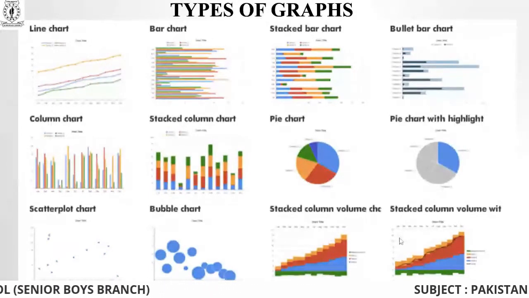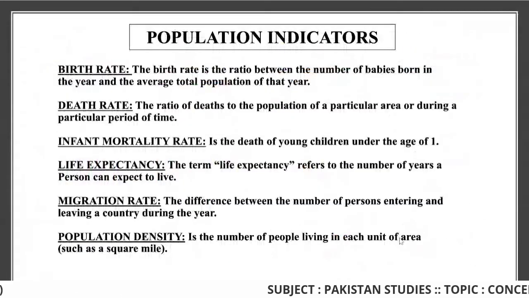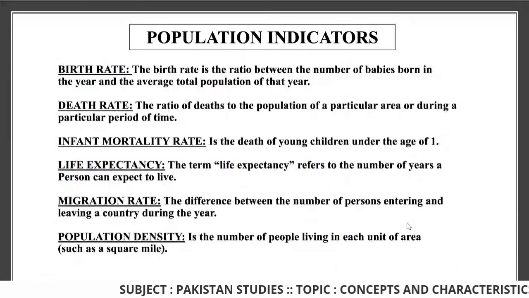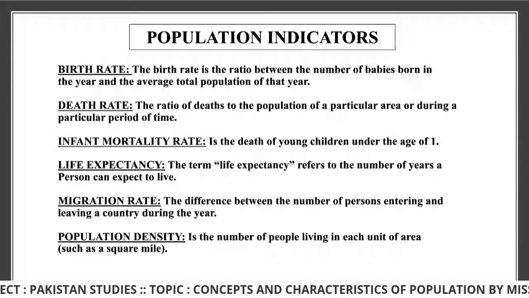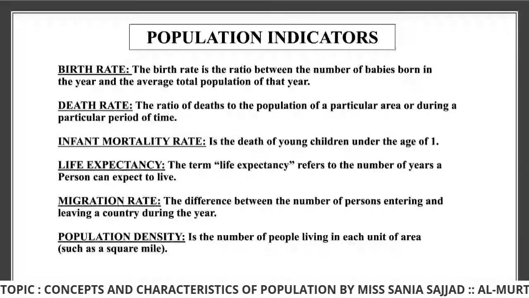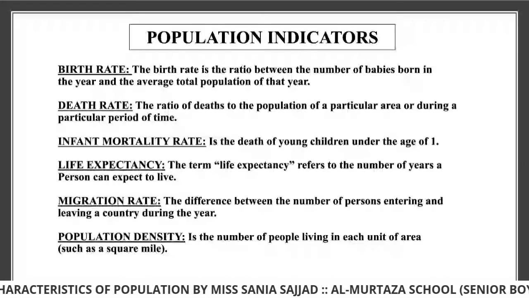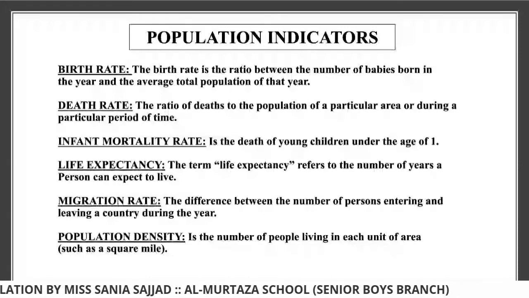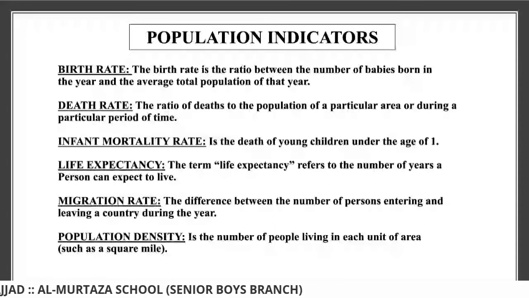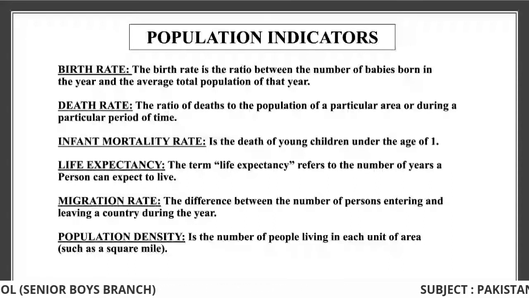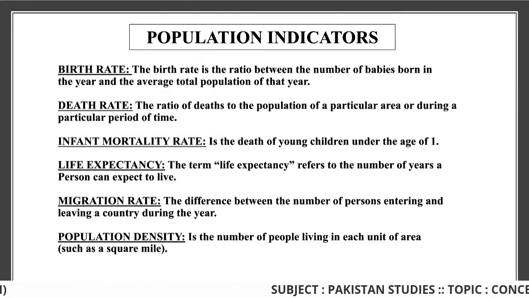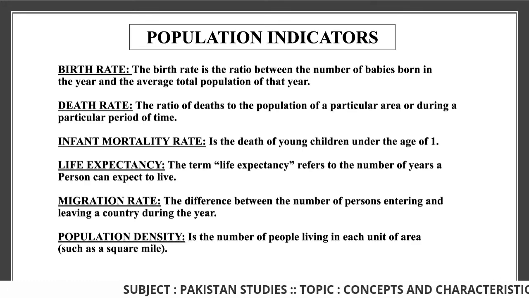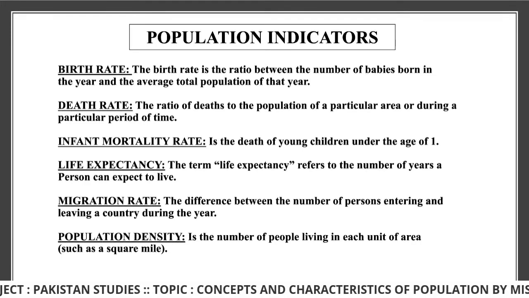All right. Coming towards the next part, population indicators. Birth rate. The birth rate is the ratio between the number of babies born in the year and the average total population of that year. Birth rate means how many people are born in that year, and then you take the average of the total population of that year. This is known as birth rate.